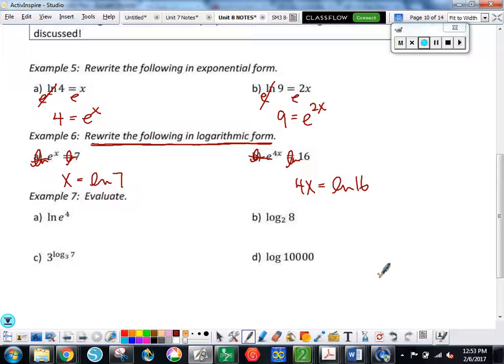And then I could solve for x if I wanted to. It doesn't ask us to, but if I wanted to solve for x, what would I do next? Divide by 4. Good. Questions on that? It's kind of the same thing, but we're using natural log rather than the log.